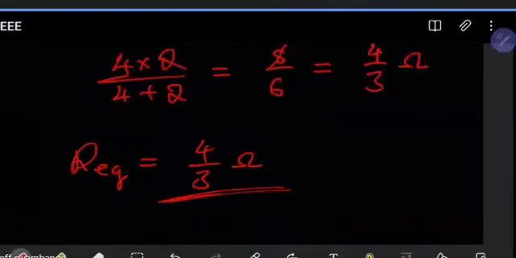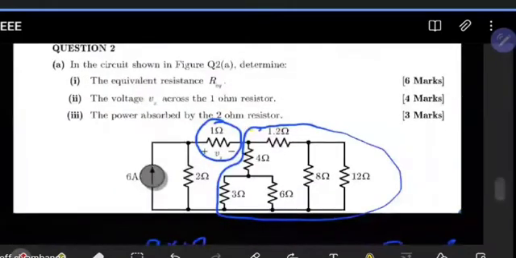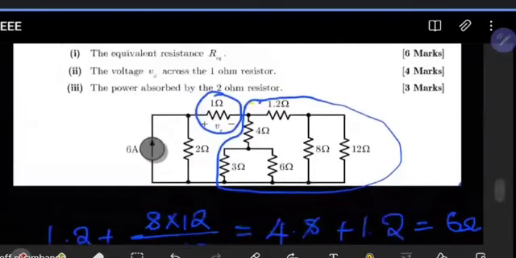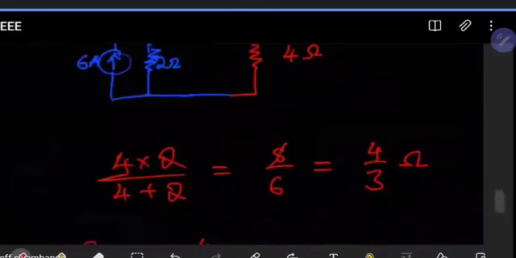Okay, so that was the last one. So having found the equivalent resistance, now the second part is saying find Vx. So how do we find Vx here? Well, to find Vx, we are actually going to use this part, because where's Vx? Vx is the voltage drop across that 1 ohm. In as much as we can use the circuit the way it is, it becomes a little bit tricky.